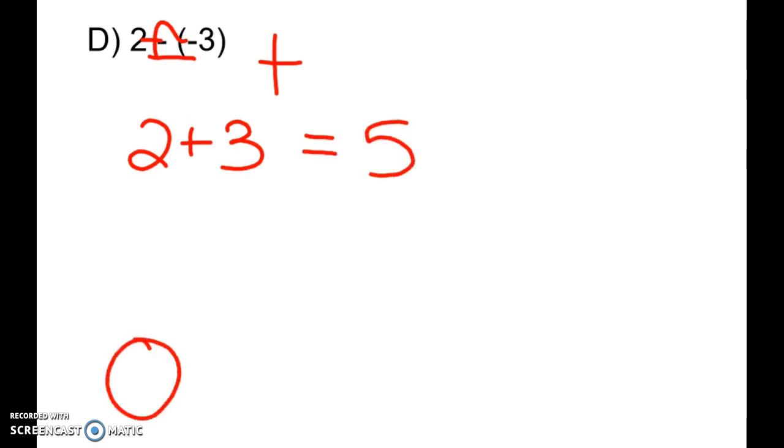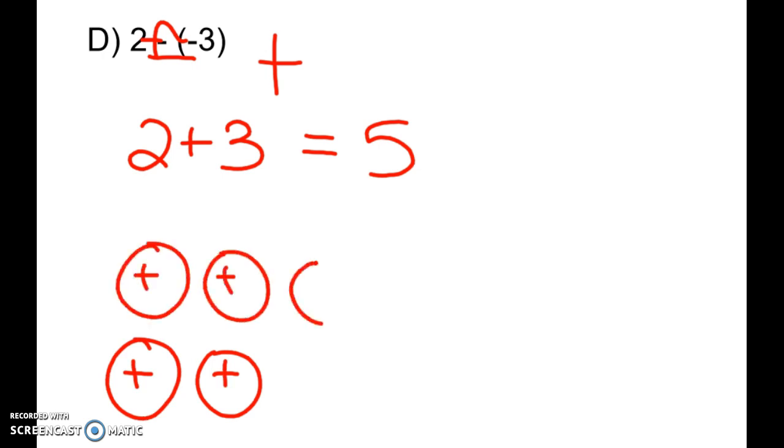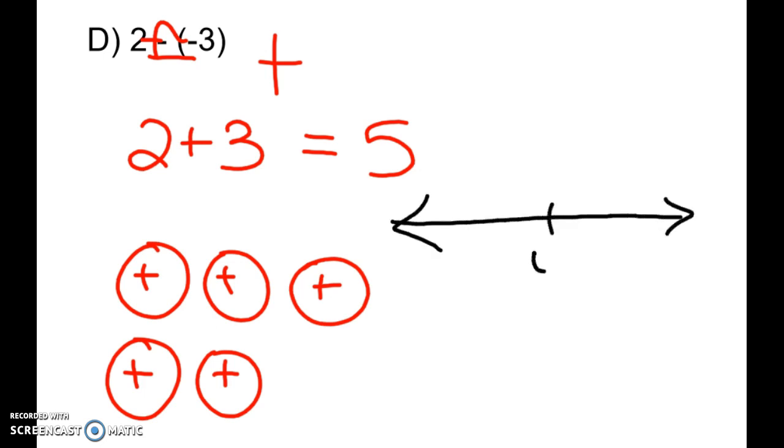Okay? My picture, 2 positives, and we're adding 1, 2, 3 positives. For my number line, we start at 0, and it says go forward 2. So we go to 2, and then it says go forward from here 3 more. 1, 2, 3, and we're at 5.